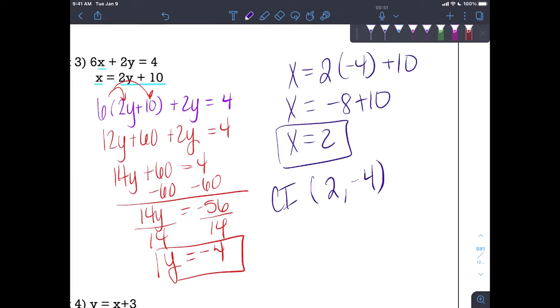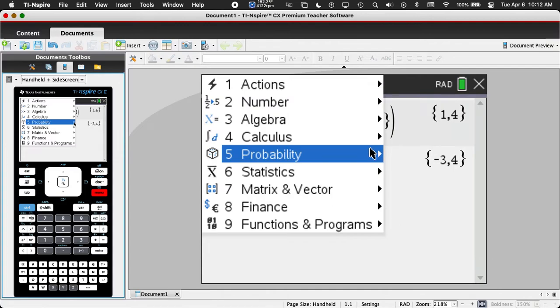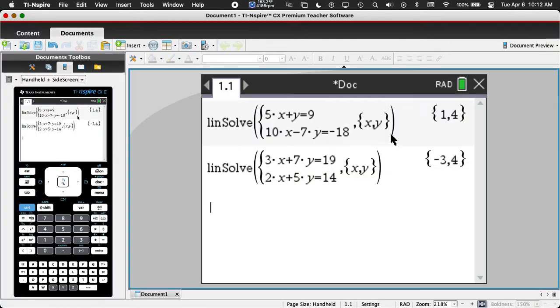Now I'm going to go ahead and verify my answer in the calculator. I'm going to start another LinSolve. I'm going to go ahead and type in my equations exactly as they appear in the problem.